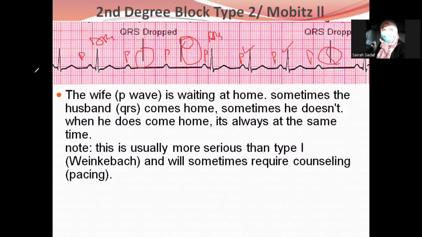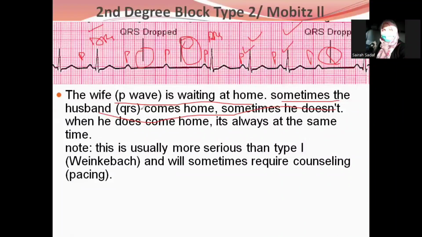Okay, let's see what's the story. The wife, the P waves, is waiting at home. Sometimes the husband comes home, sometimes he doesn't. See, now here the QRS complex is there. The QRS complex is there. The QRS complex is there. But suddenly in between, the QRS complex disappears.